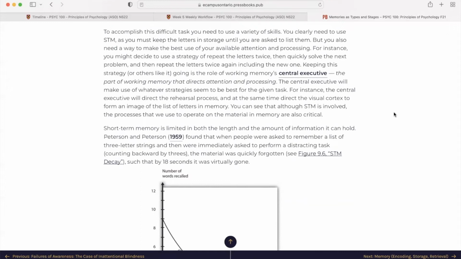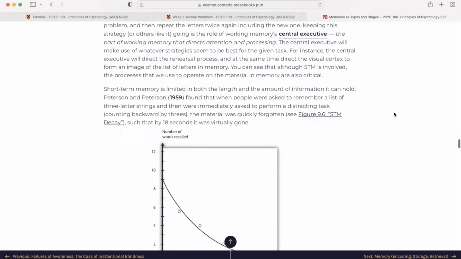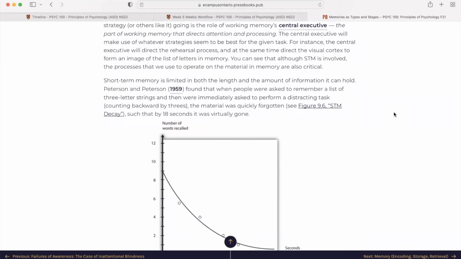Keeping this strategy, or others like it, going is the role of working memory's central executive, the part of working memory that directs attention and processing. The central executive will make use of whatever strategies seem to be best for the given task. For instance, the central executive will direct the rehearsal process and at the same time direct the visual cortex to form an image of the list of letters in memory. You can see that although short-term memory is involved, the processes that we use to operate on the material in memory are also critical. Short-term memory is limited in both the length and the amount of information it can hold.